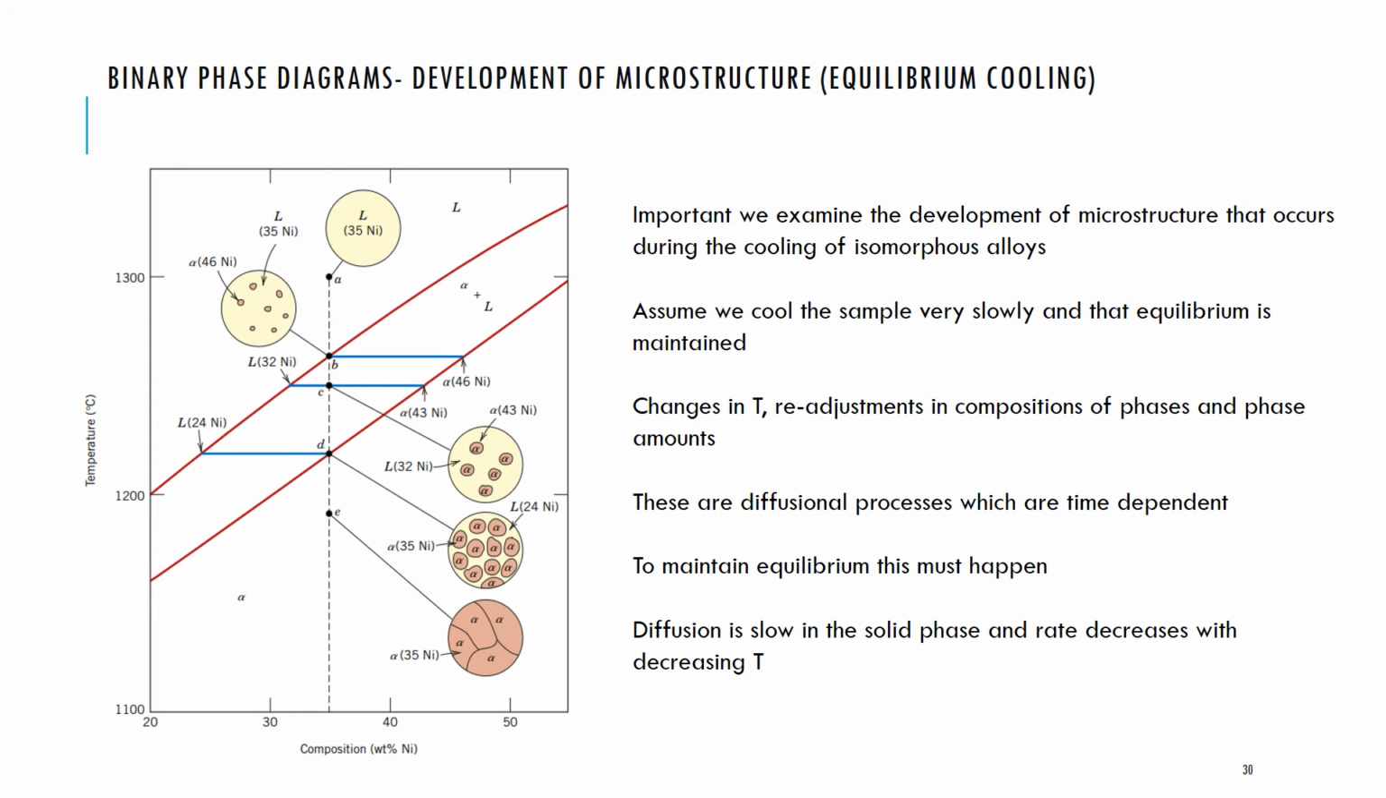So let's assume that we cool the sample very slowly. The reason why we consider cooling the sample very slowly is because we're going to assume that equilibrium is maintained here. So we cool it slowly, we give the atoms enough time to diffuse and the system enough time to readjust and reform that equilibrium.